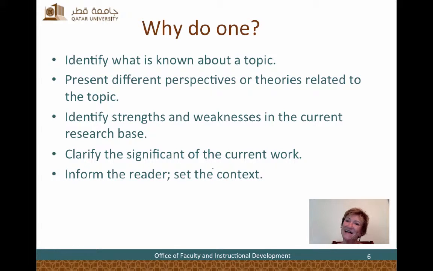It sets you up as knowing the field. The second thing it does is it helps your reader know enough about the field that they can follow your research. It gives the reader enough background that the rest of your paper makes sense. And third, it sets the context. It helps your reader know what is unique about your study, what is significant about your study.